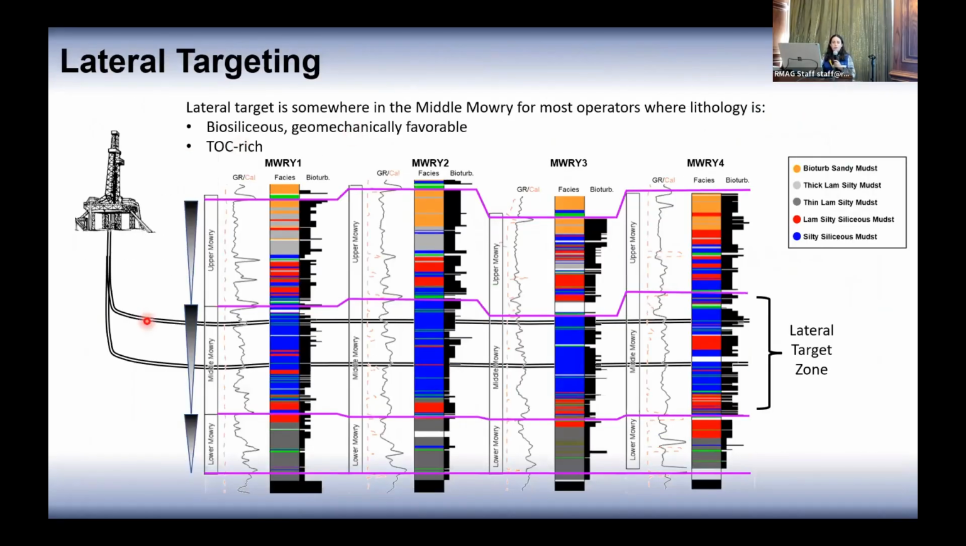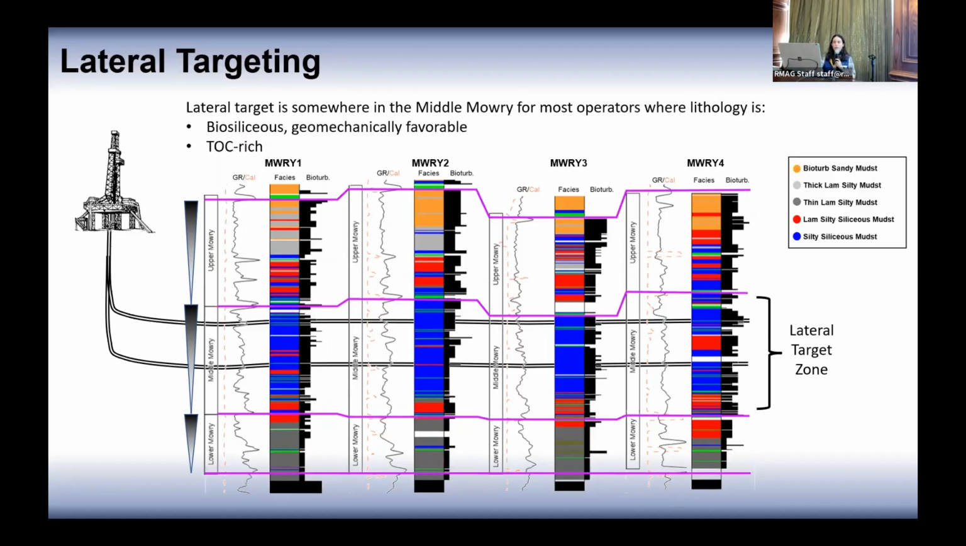So you can start to think about all those things in terms of how would you go about targeting a well? And right now, most operators are targeting this middle Mowry zone. Some are targeting down in the true middle of the middle Mowry, others are targeting a little bit higher up. But we understand that this is probably one of the better places to put your well because it's biosiliceous, it's going to have the highest organic matter content, it's going to be brittle, it's going to be favorable for fracking, it's TOC rich, it's got all the things that you want, you're avoiding the high water saturations up here, and it looks like it's better rock quality than what you're seeing down in the lower Mowry as well.